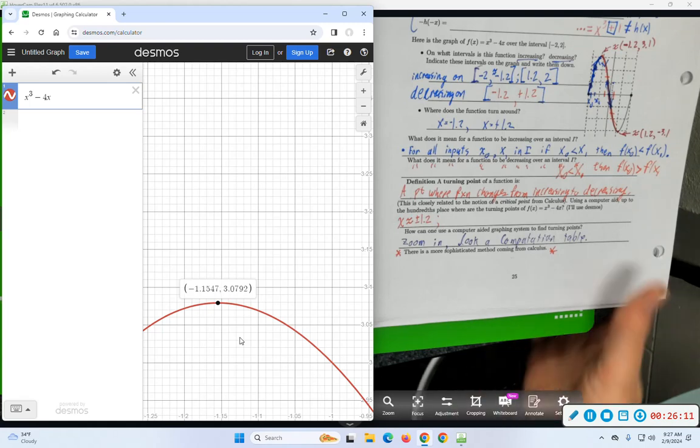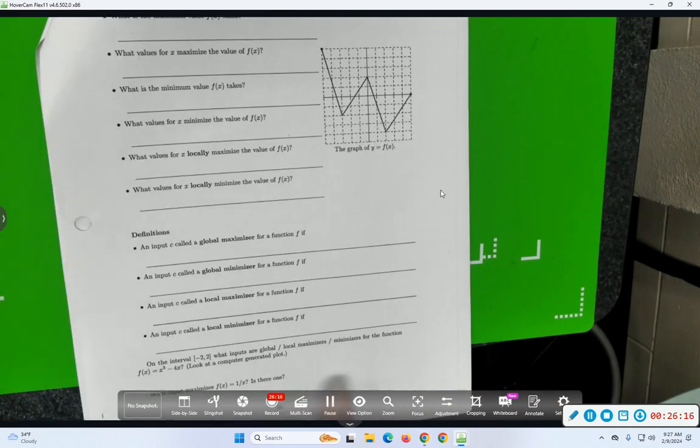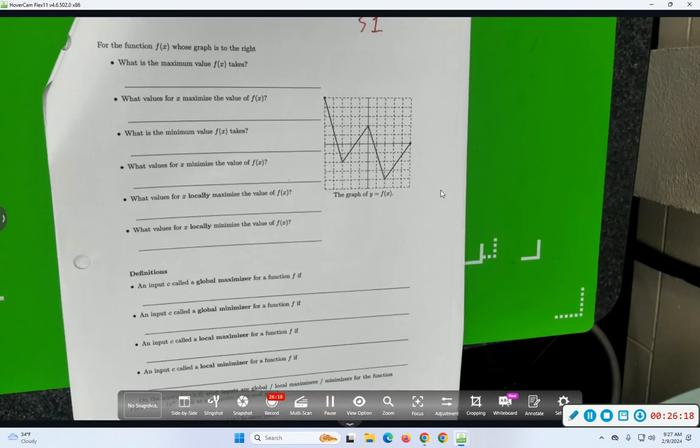Neato. So we have this idea of turning points, intervals of increase and decrease. Here's a related topic. Let's talk about optimization using a graph. And this particular example won't feel motivated at all.